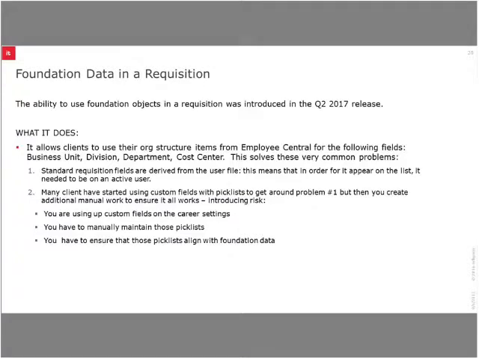Many clients have started using a workaround of creating custom fields with pick lists to get around this problem, which solves the problem, but then it creates more manual work because you have to create custom fields, put them on the career site, as well as manage all those pick lists. And then, of course, you have to make sure that the data in those pick lists align with your foundation data in EC, which is really risky. Governance is hard enough as it is.